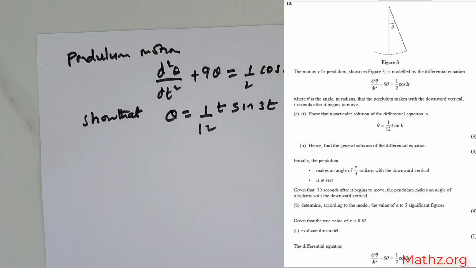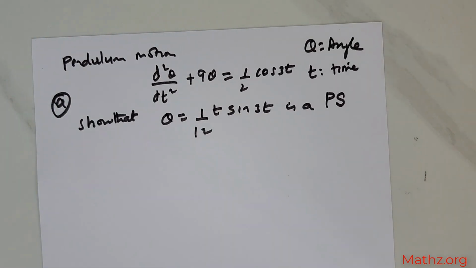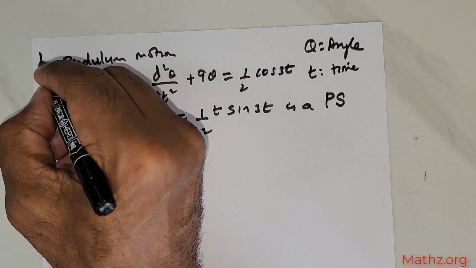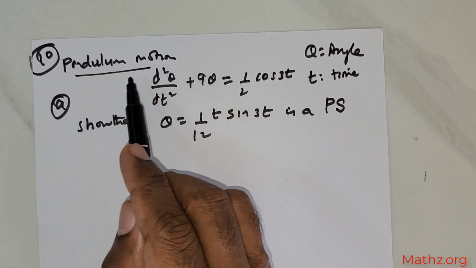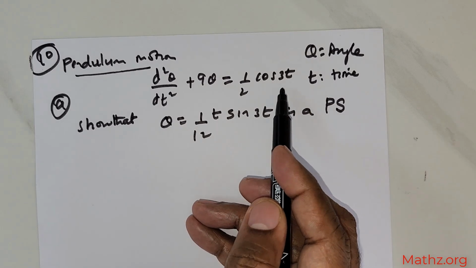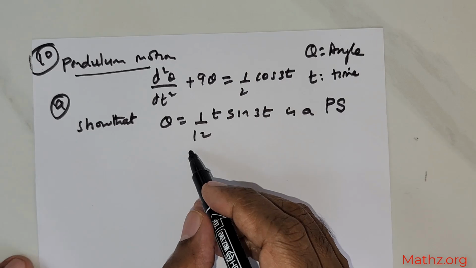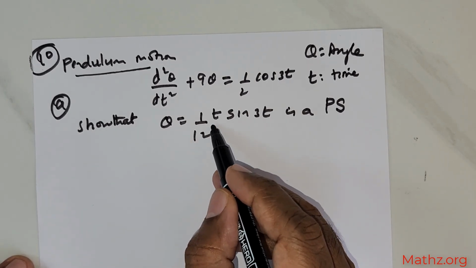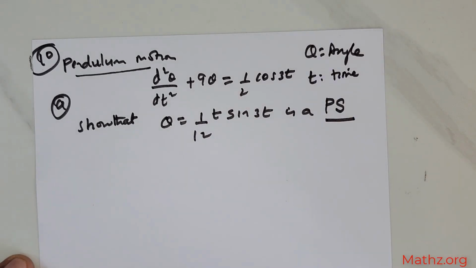Let's move on. Now this is the last question. I am just representing the part A. Then after completing part A, I will go on to show you part B and complete this question off. So this is question number 10. Now we have a pendulum in motion, and that is modeled after a differential equation, and that equation is given here. We are expected to prove that theta is equal to 1/12 times t times sine 3t is a particular solution for this differential equation. So that is our first challenge.